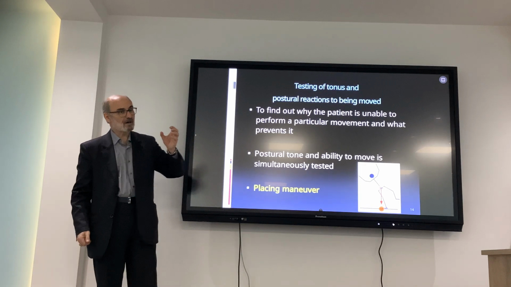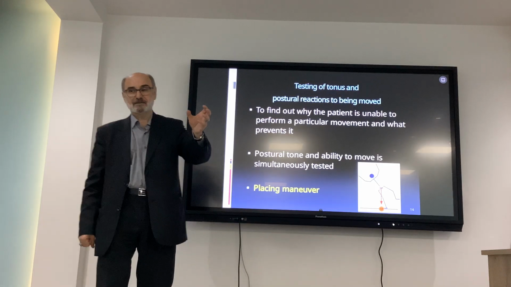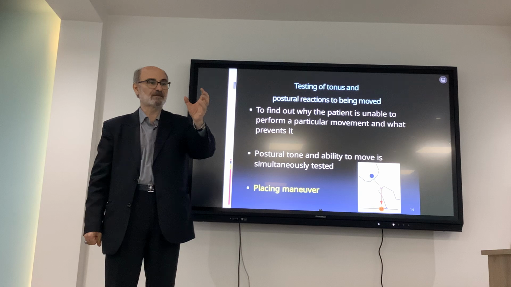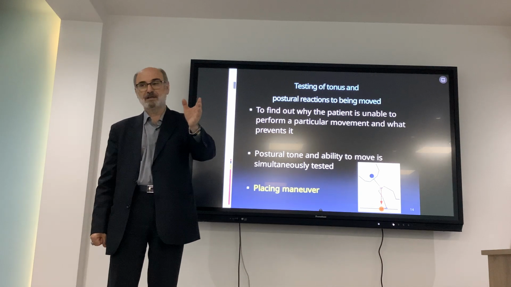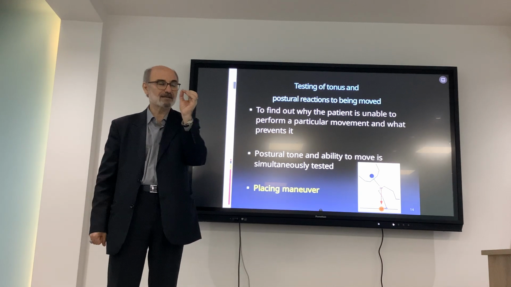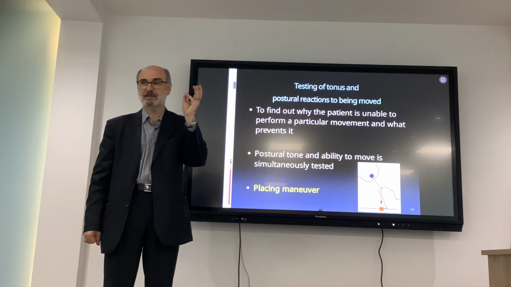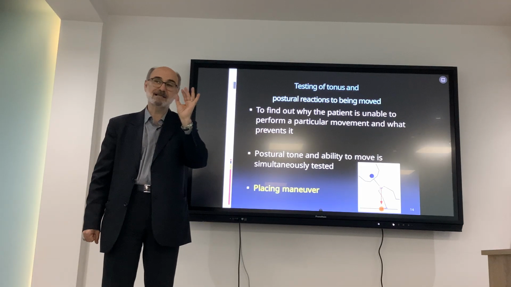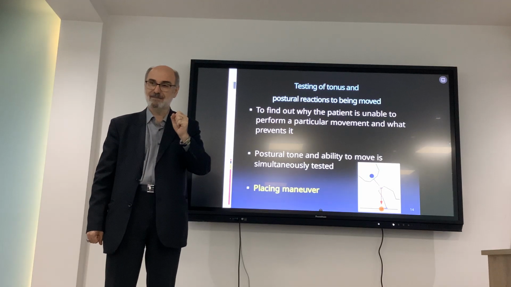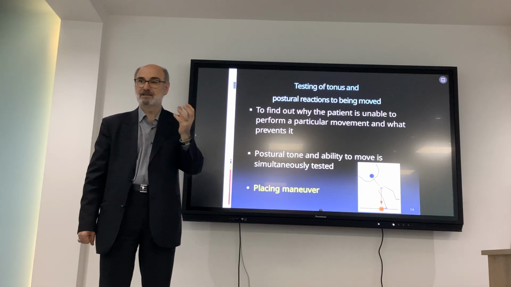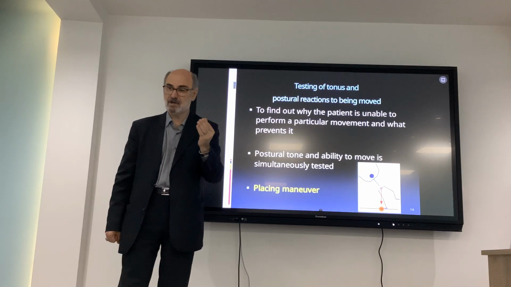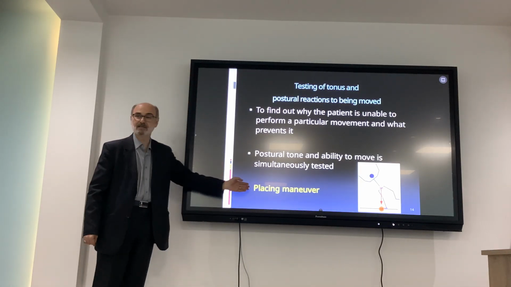When I move the affected arm of the patient into flexion and extension, I test the postural tonus of the elbow flexors. Also, I assess the postural reflex mechanism. Another test to see whether the postural reflex mechanism is normal or not is the placing maneuver.